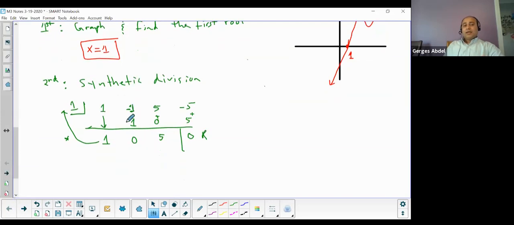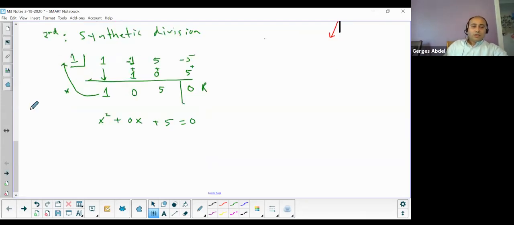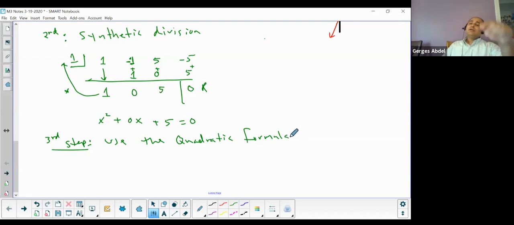synthetic division, and after I get the synthetic division, I got the equation right here, which is x squared plus 0x, which is, you know what, let me write it, plus 5 equals 0. And that is the quadratic equation right here. Now, we need to solve this quadratic equation to get the other 2 solutions. And that will be your third step right here. Your third step is I want you to use the quadratic formula to find the other 2 solutions.